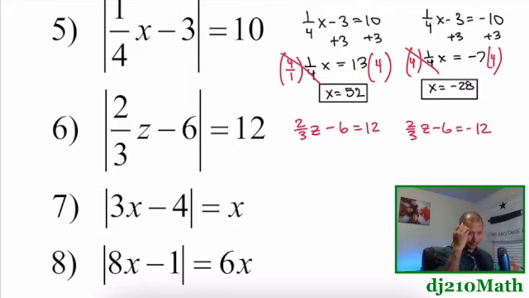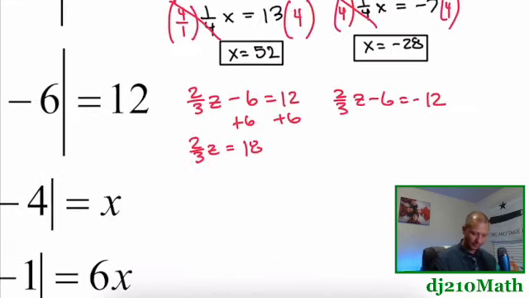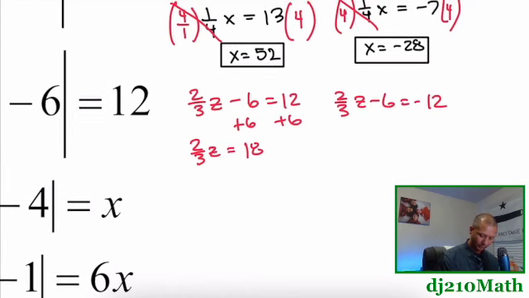So on the left, we're adding 6. So 2/3 Z is equal to 12 plus 6 is 18. All right, getting Z by itself, taking what we just learned, is 3/2, right? We're multiplying by the reciprocal.